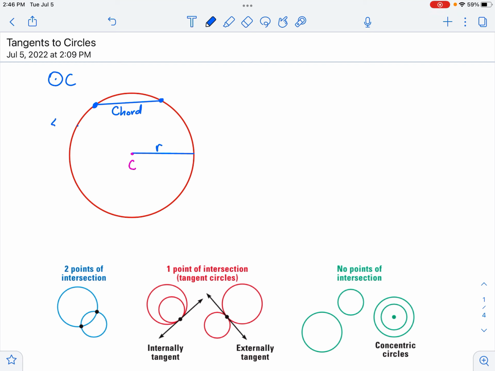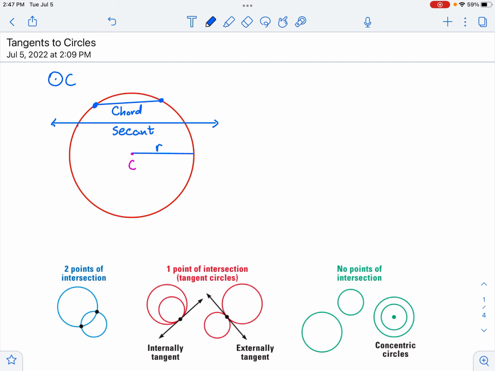Now, we could have a line that just passes through the circle, like this. Notice that line passes through the circle. It doesn't begin and end on the circle. We call this a secant. Okay, this is a secant. It touches the circle in 2 points, and it just keeps on going forever.